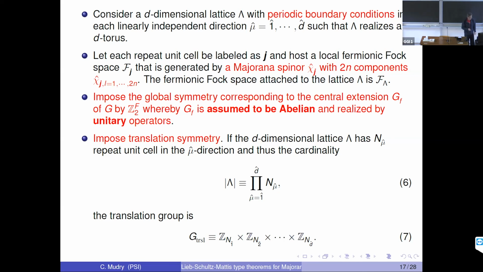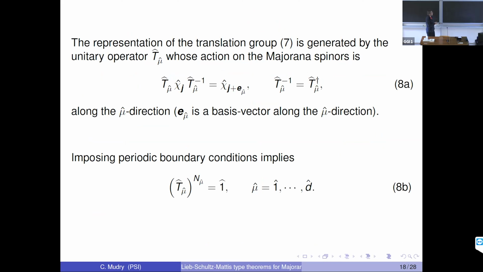Okay, we have translation symmetry, and if we use periodic boundary conditions, we have the polycyclic group in equation 7. More precisely, if I hit a Majorana on the repeat unit cell J with my generator of translation along a mu direction, I just shift J by the lattice basis vector E mu. Because I impose periodic boundary conditions at the level of operators, I have this identity: if I raise T mu to the power N mu, the number of lattice sites in the direction mu, then I get the identity operator.